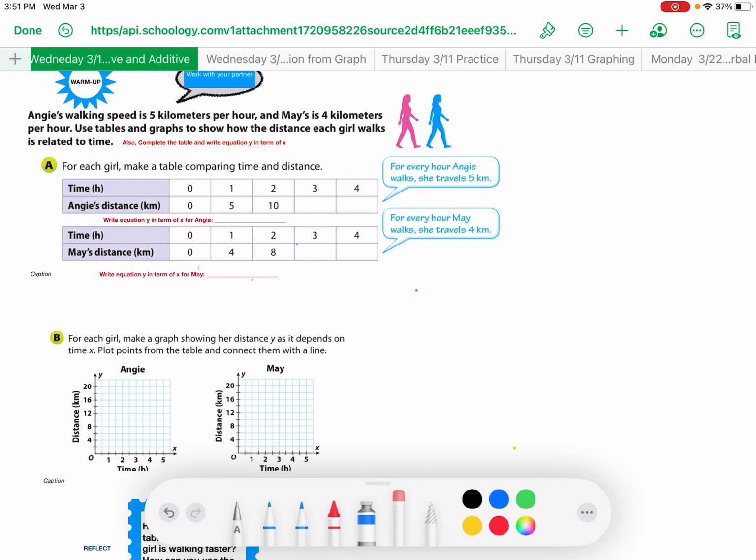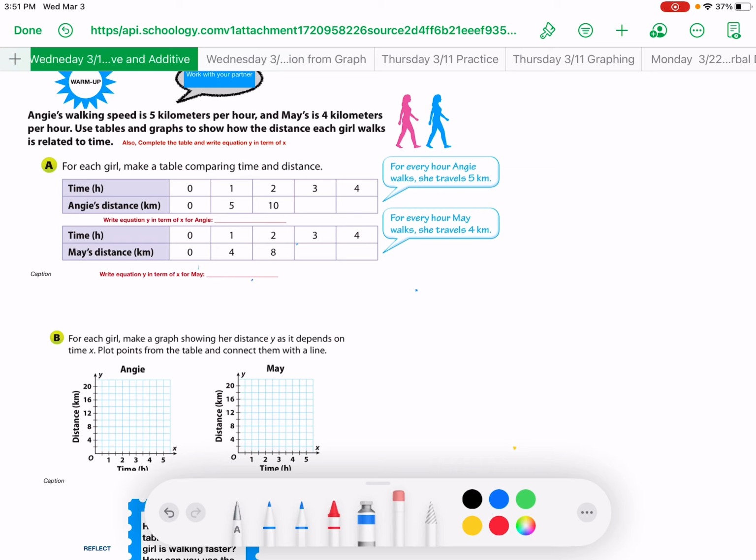So Angie's walking speed is 5 kilometers per hour, and May's is 4 kilometers per hour. Use the tables and graph to show how the distance each girl walks is related to time.